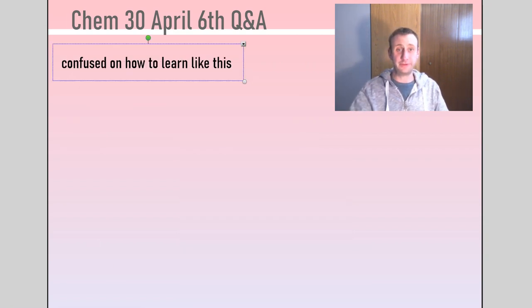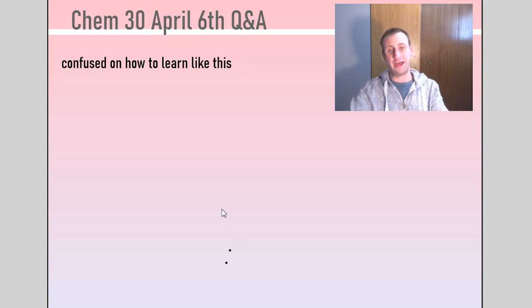Confused how to learn like this. I'm confused how to teach like this, man. I don't know, this is a learning curve. I've said it before, I'll say it again, this is really a good chance for you to learn how to be an independent learner, to learn about feedback loops with yourself to make sure that you learn things and clarify things and get better at independent learning, which is critical in university and post-secondary.